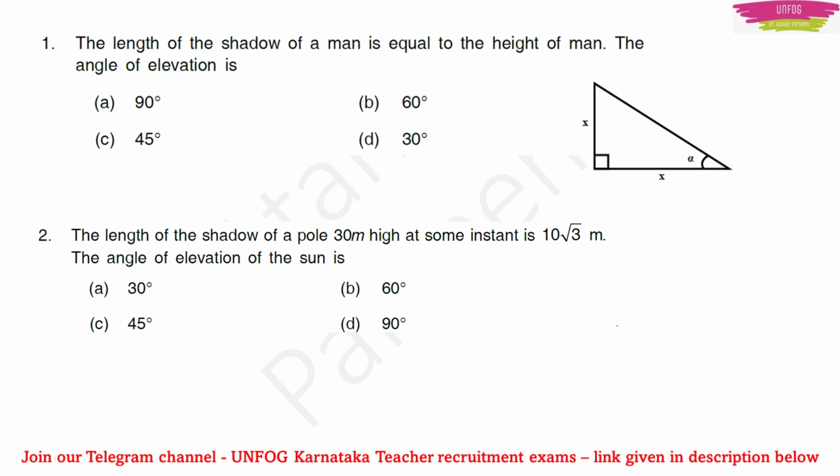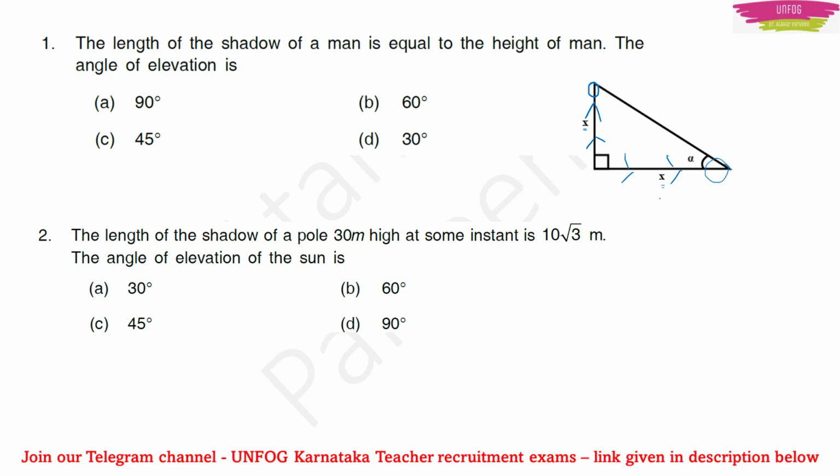So the length of the shadow of a man is equal to the height of the man. That means your figure should be like this. The man is standing like this. Okay. This is the man. So the shadow will be like this. Correct. The shadow here, his face will come, and hands, legs. That only will be the shadow, right? Now the condition is that these two are same. The height of the man and the length of the shadow is same. That's why I have given x here.